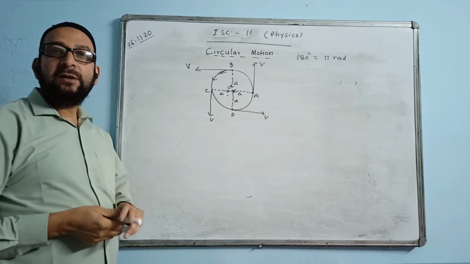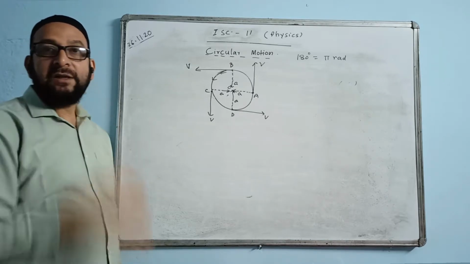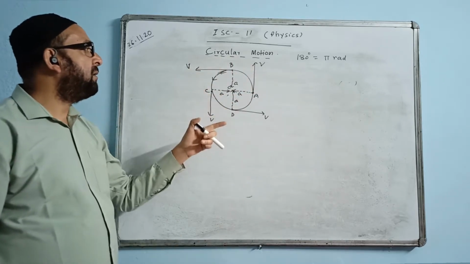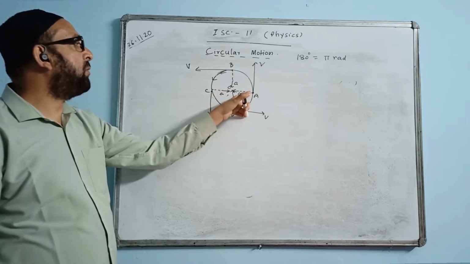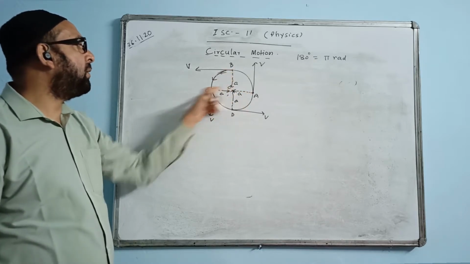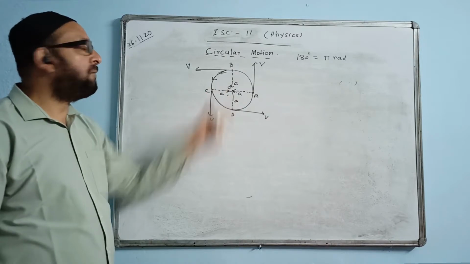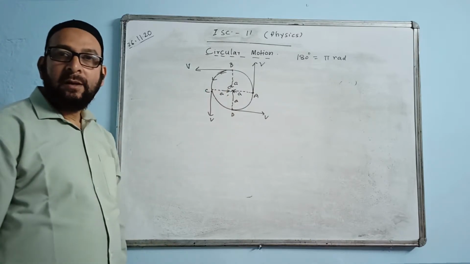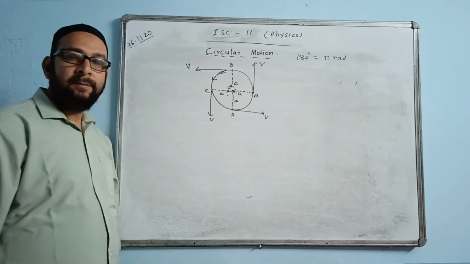Then this acceleration is also variable because of its changing direction. Velocity direction is changing, and acceleration direction is also changing. At this point it is to the left, here it is downward, here it is to the right, and here it is upward. It is changing at every point. So acceleration is also variable.